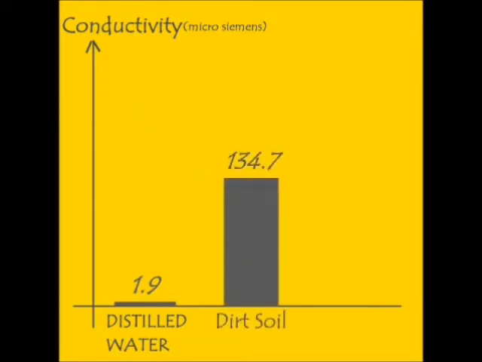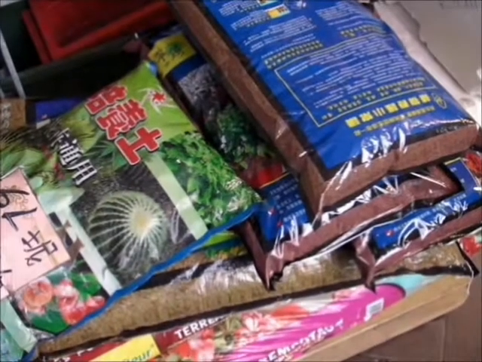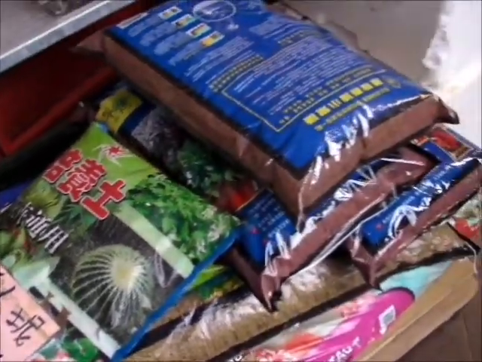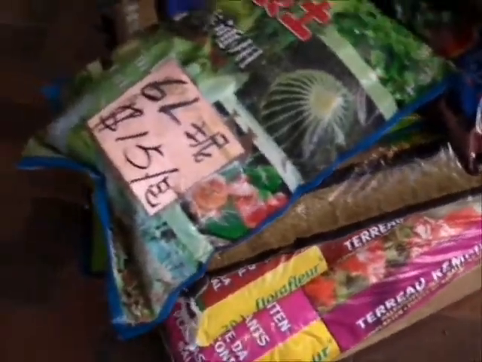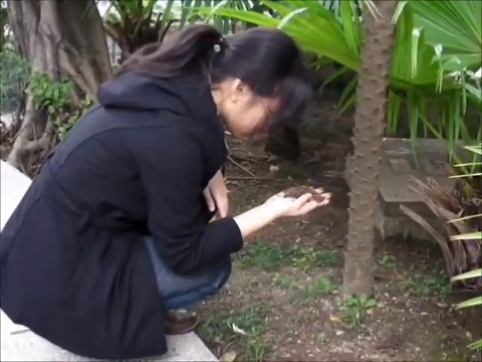Meanwhile, the conductivity of dirt from the schoolyard is 134.7 microsiemens, which is much higher than that of distilled water. At the same time, the conductivity of the potting soil is 218.1 microsiemens, which is nearly double that of dirt from the schoolyard. As we have mentioned before, the higher the conductivity is, the more salt the sample contains. Obviously, from the results, we can conclude that potting soil has more salt, while schoolyard dirt has less salt.